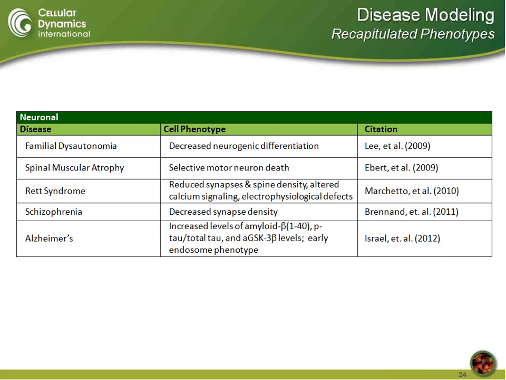This next slide is really just a nice way to capture different papers and publications that have utilized the iPS technology to generate iPS lines from diseased patients and terminally differentiate those into cell types which then reflect the expected disease phenotype. And we can see spinal muscular atrophy, the cell phenotype reflected is selective motor neuronal death. Schizophrenia, we see decreased synaptic density. Alzheimer's, there are increased levels of the amyloid and tau proteins. And this then speaks to the capability of our cells to be utilized in recapitulating disease phenotypes in the dish.